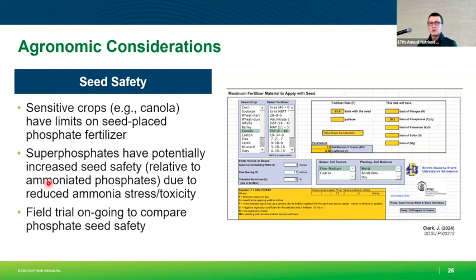And another thing I wanted to mention is seed safety, right? For seed placed phosphates, a superphosphate that doesn't have ammonium, that doesn't have nitrogen in it, has the potential, and there's been some great work done at South Dakota State historically, Jason probably has more answers to this than I do, looking at the differences in seed safety across different fertilizer types. And so this is another area of interest for us as you seed place phos with sensitive crops. Is there a meaningful agronomic difference in field trials from an ammoniated phosphate versus a superphosphate?